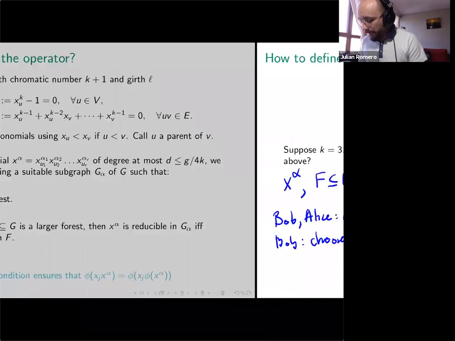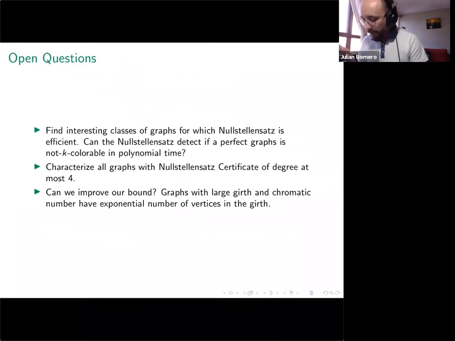What else can I say here? And then for open questions, the next step is to find interesting classes where the Nullstellensatz is actually efficient, because all of these are negative results. If it has large girth, it is not good. If it is an expander, it is not good. But what happens with, for instance, perfect graphs? Maybe this can be used to detect if a perfect graph has a certain chromatic number. We don't know anything about that.